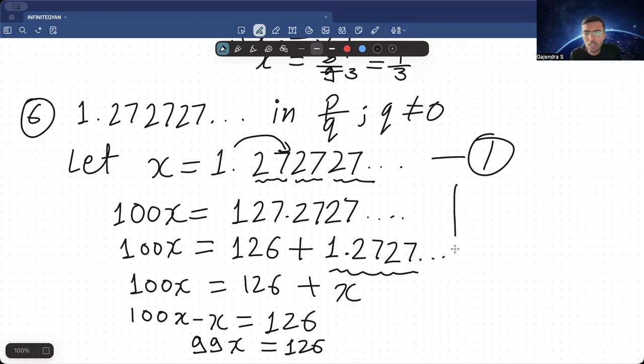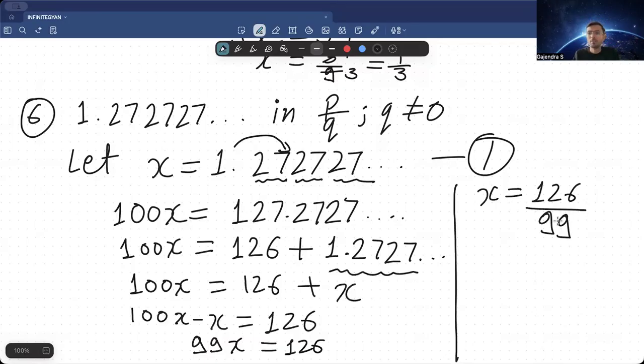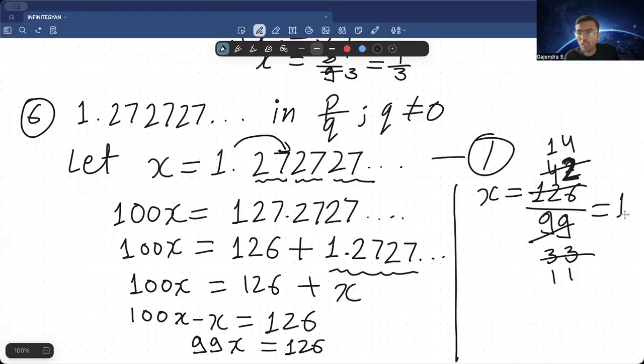Correct. Now I have to solve x is equal to 126 by 99. Can you divide this number by 3? Yes, obviously, right. 3 4s are 12 and 3 2s are 6. And here 3 3s are 9, 3 3s are 9. Again, you can divide: 3 1s are 3, 3 4s are 12. So it is 14 by 11 is the final answer, in p by q form.